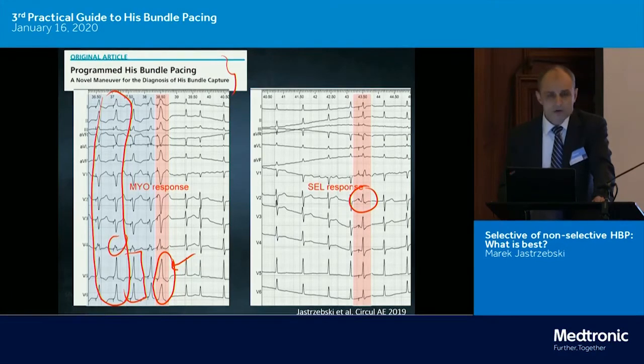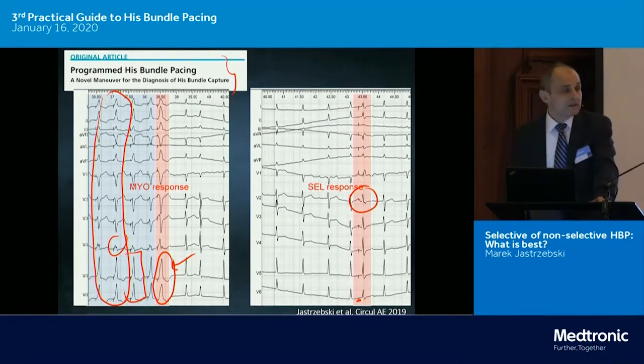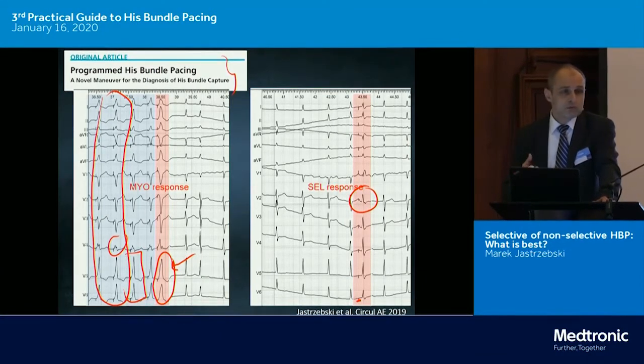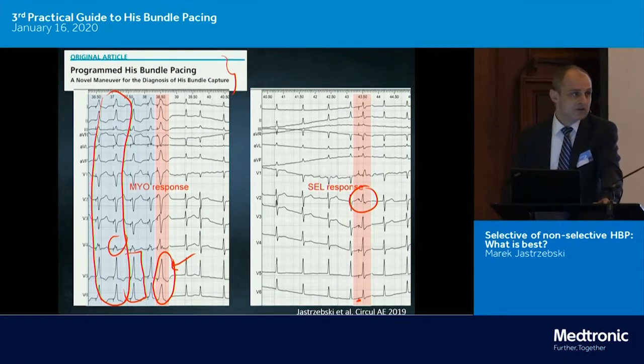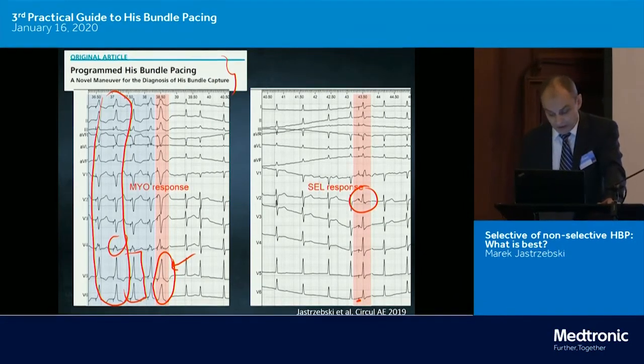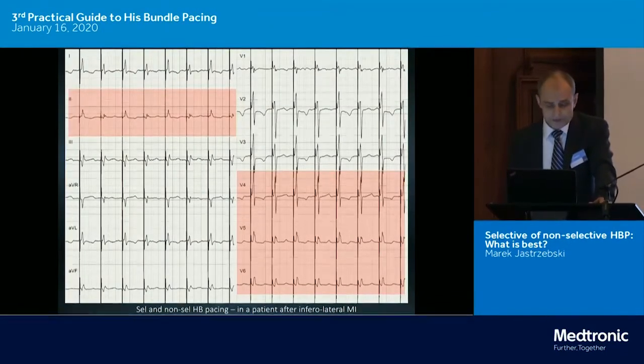And here you have also the answer why this QRS is so ugly, because the time from the stimulus to the QRS, the HV interval, is pretty long. And this is why this non-selective QRS was not so nice. You have now the answer. But again, that method, which is very nice, would not be necessary at all if we had only selective capture, which is diagnostically straightforward. So again, non-selective seems inferior in that aspect.